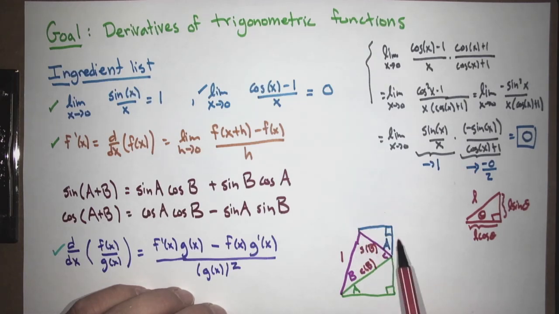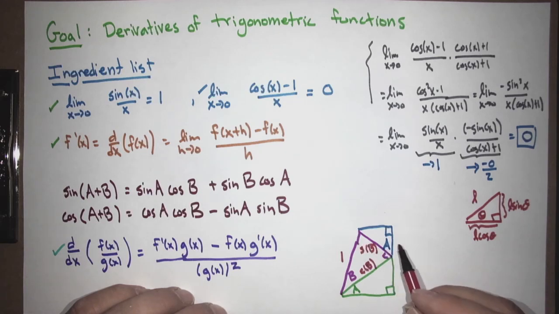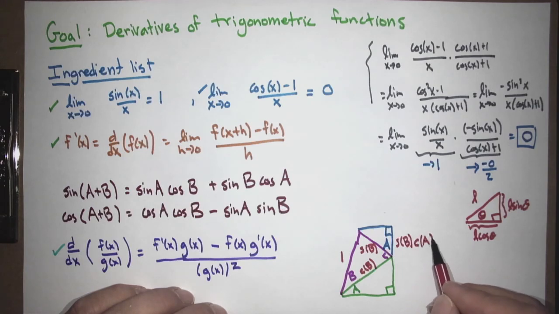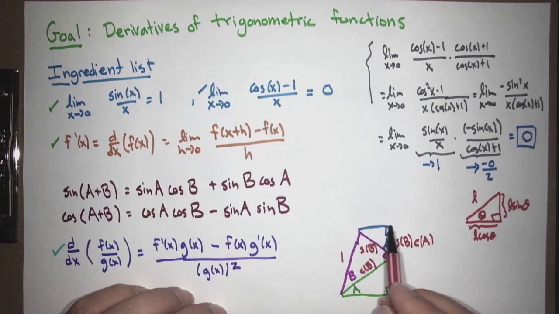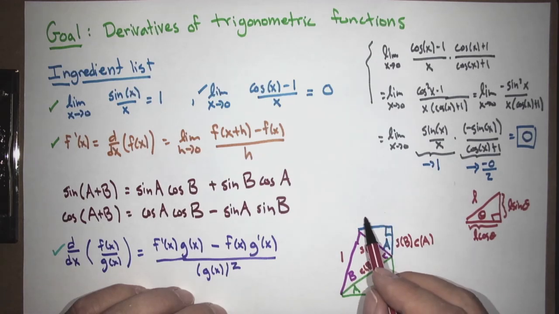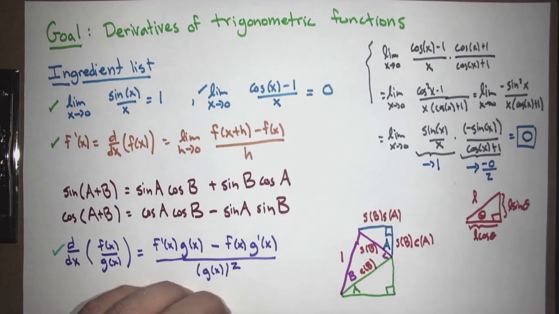Okay, now we'll come up to this triangle. I have A in this corner. This is my adjacent side. What's this length? Well, it's the hypotenuse, which is the sine of B, times the cosine of the angle A. What's the length over here? Hypotenuse times sine of A.